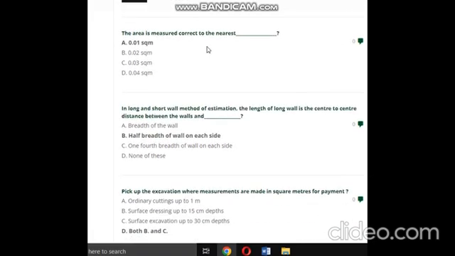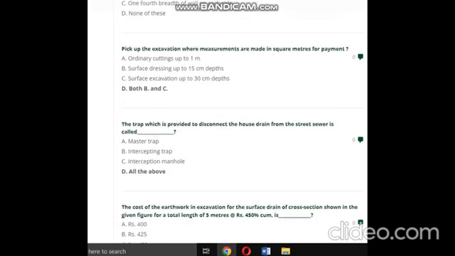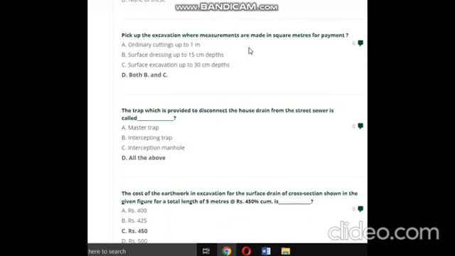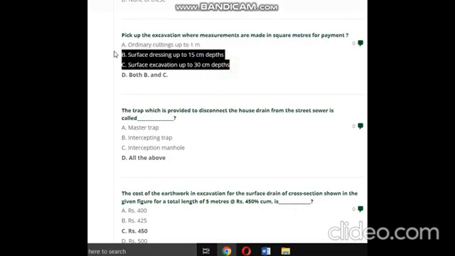The area is measured correct to the nearest 0.01 square meter. In the long and short wall method of estimation, the length of the long wall is the center to center distance between the walls and half breadth of the wall on each side. Pick up the excavation where measurements are made in square meter for pavement: surface dressing up to 15 cm depth, surface excavation up to 30 cm depth.